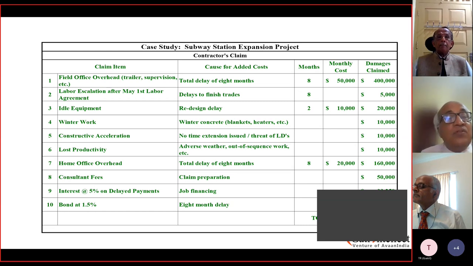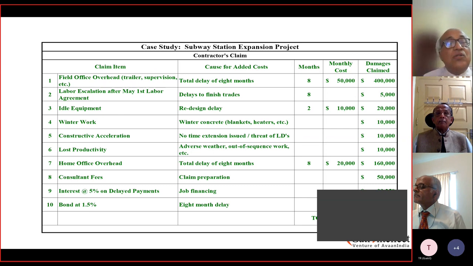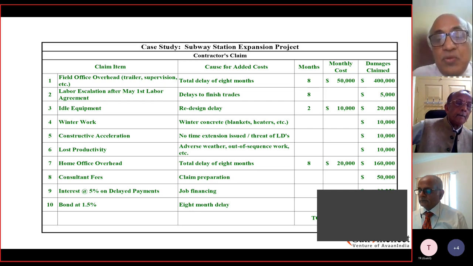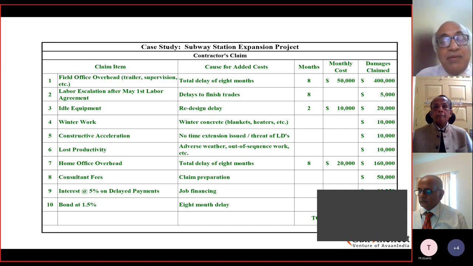So because of that, you have other $10. Then constructive acceleration, as Shyam had mentioned, is where I make sure that I provide some extra resources to accelerate the work, on the advice of the owner, so that I am able to fulfill a better timeline. But for that, the extra cost has to be reimbursed by the owner.